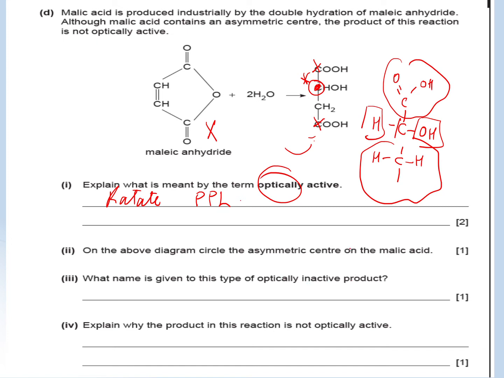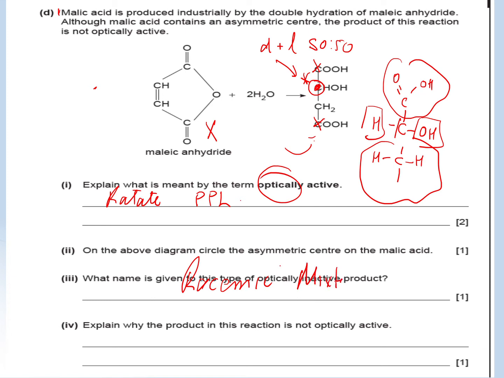Okay, what name is given to this type of optically inactive product? Well, if you read the first part of the question, the malic acid is produced in industry. Remember I said in the last PowerPoint that when you're making these things in a lab, you make a 50-50 mix of the 2 isomers, the L isomer and the D isomer. They're made in a 50-50 mixture called a racemic mixture. So the answer is a racemate or a racemic mixture.